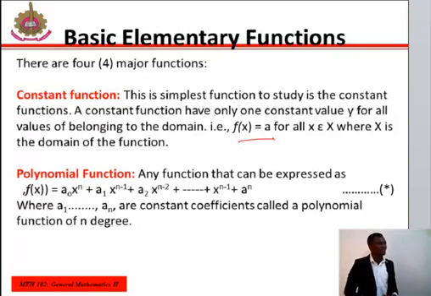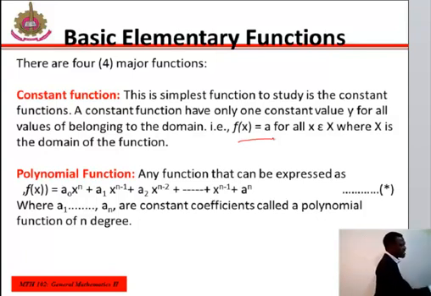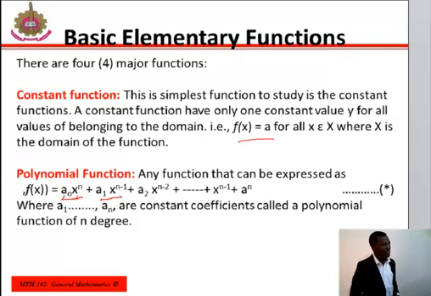Polynomial function. Any function that can be expressed as f of x equals a naught x raised to the power n plus a1 x raised to the power n minus 1 plus a2 x raised to the power n minus 2 up to a n minus 1 x plus a n, where a1, a2, a3 up to an are constant coefficients of a polynomial function of degree n.